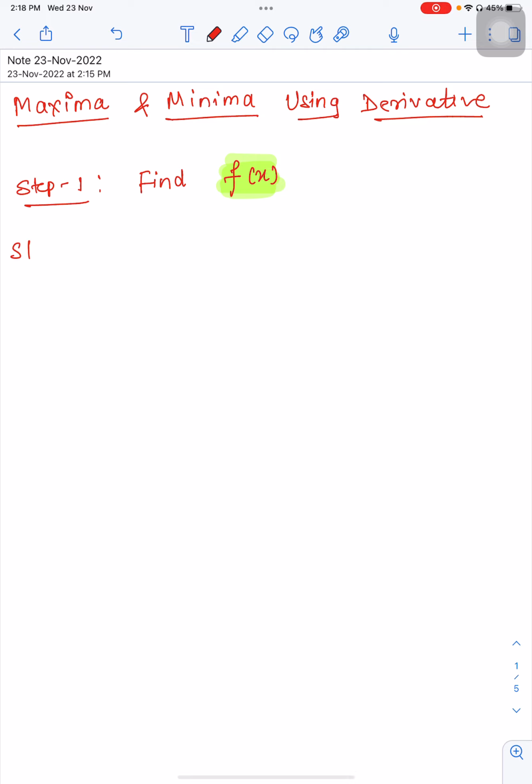After finding f of x, step 2 is what? Find f dash of x. f dash of x means what? Derivative of f of x. एक बार उस function को आप differentiate करो. After finding the function, step 2 is to differentiate that function with respect to the variable.